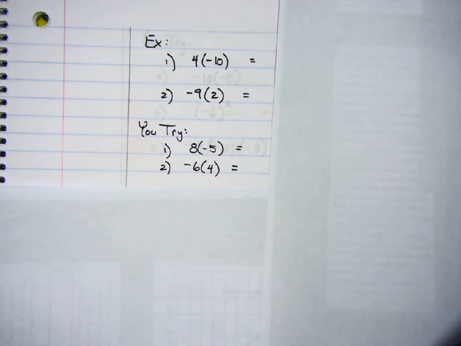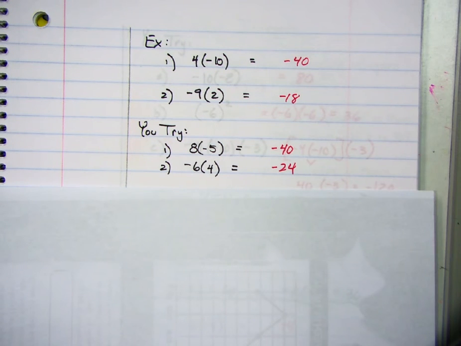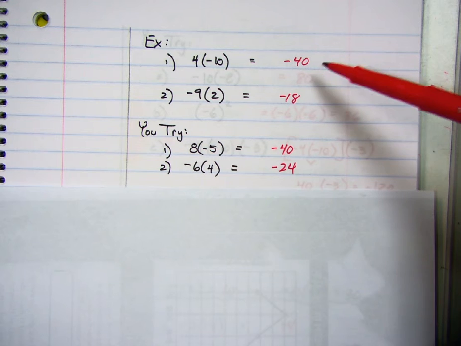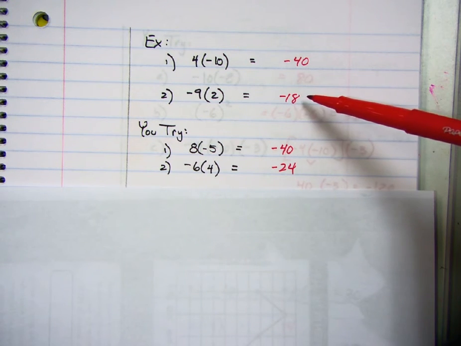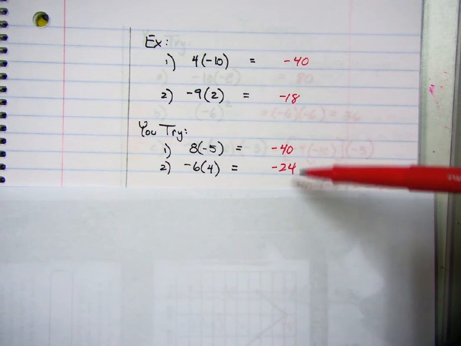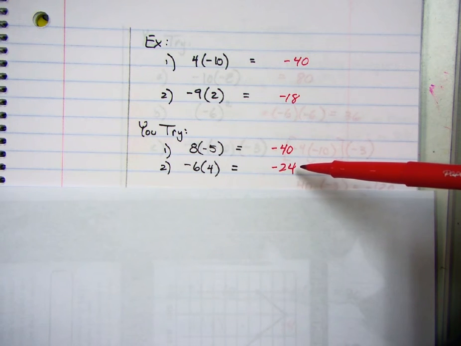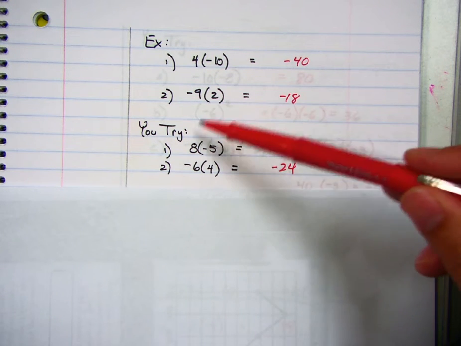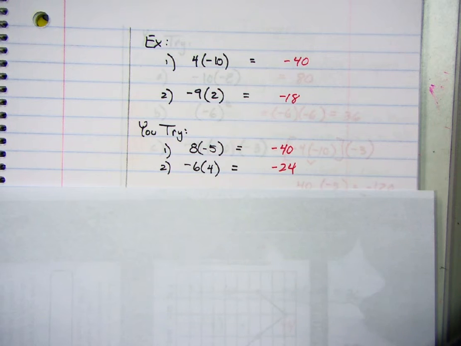All right, take a moment to try these 4 problems out. Copy them down in your notes, try them out, pause the video, and see if you get the same thing I get. Did you get, let's see, for number 1, it should be negative 40. For number 2, negative 18. The other ones are negative 40 and negative 24. Again, all of these had different signs, so when you multiplied, you should have come up with a negative product.